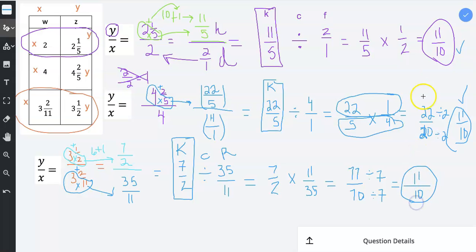The unit rate was 11 tenths, 11 tenths, and 11 tenths. So this is a proportional equation. I believe on your paper that it says, is this proportional or not? And you would circle yes. So I'm just going to write down here the word yes and circle it to show, yes, this table is proportional because the unit rate remained constant.